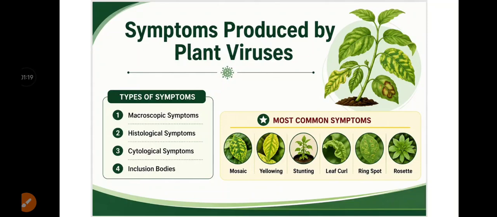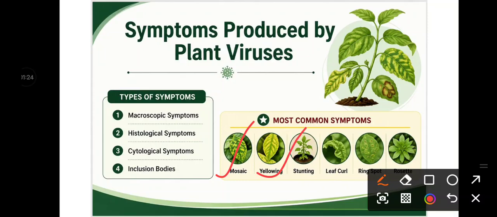The most common symptoms produced by plant viruses are mosaic, yellowing, stunting, leaf curling, ring spot and rosette. We will discuss all these types of symptoms one by one. What is mosaic? How is it different from mottling, yellowing, chlorosis, intervenal chlorosis, vein banding, then streaking, strips? All these different terms we will discuss one by one.